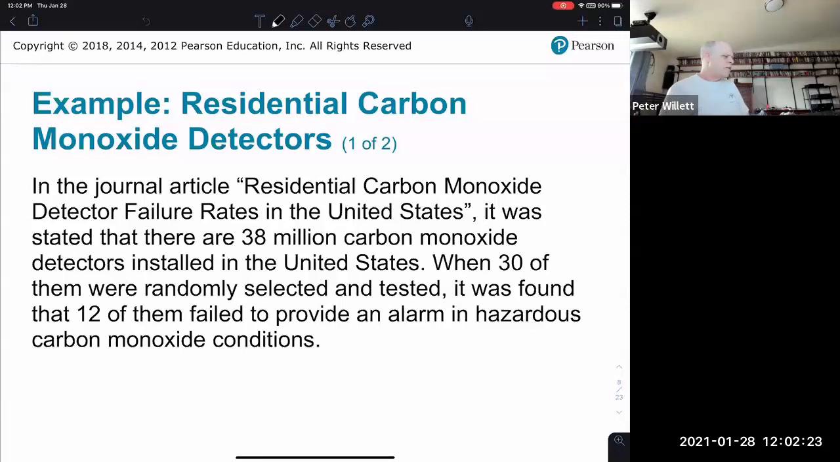In this particular example, they talked about residential carbon monoxide detector failure rates in the United States. And apparently there are 38 million carbon monoxide detectors installed in the United States. And then they talk about randomly selecting 30 of them and testing them. So what things are going on here? They're talking about a statistical study that was being done. And you can imagine trying to use our new vocabulary in this context, which would be: what is the population? What would a census look like? What would the sample look like? Things like that, using the words that we've just discussed.